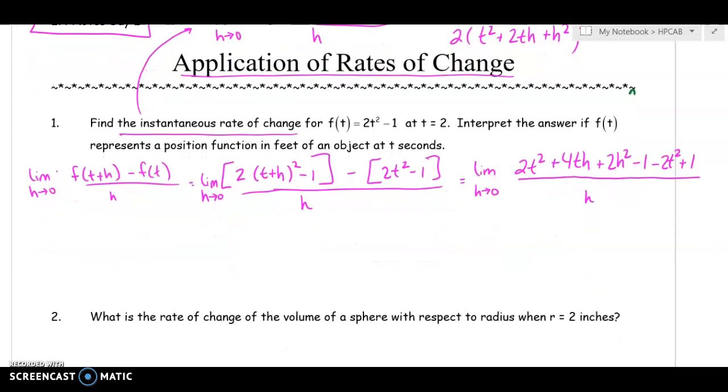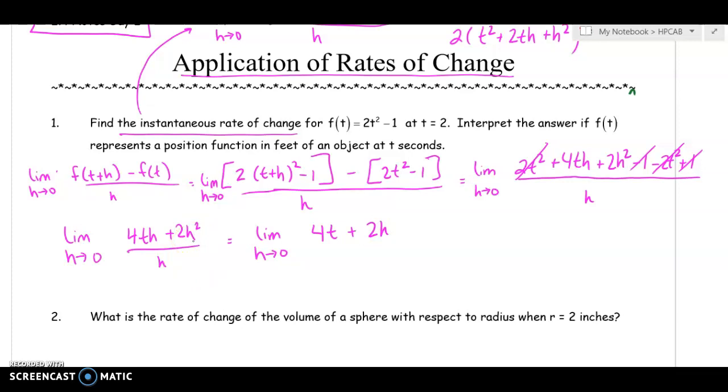You'll notice that some things are going to cancel out. The 2t squared and the minus 2t squared will cancel. The minus 1 and the plus 1 will cancel. So we're left with the limit as h approaches 0 of 4th plus 2h squared all over h. And you'll notice that the h can be reduced as well. So this is really the limit as h approaches 0 of 4t plus 2h. The one h cancels out with the other h squared.